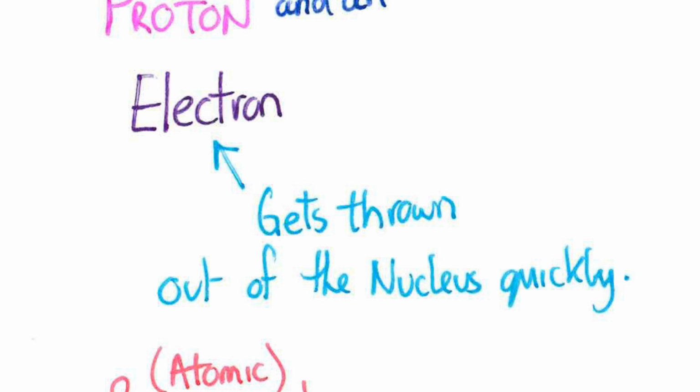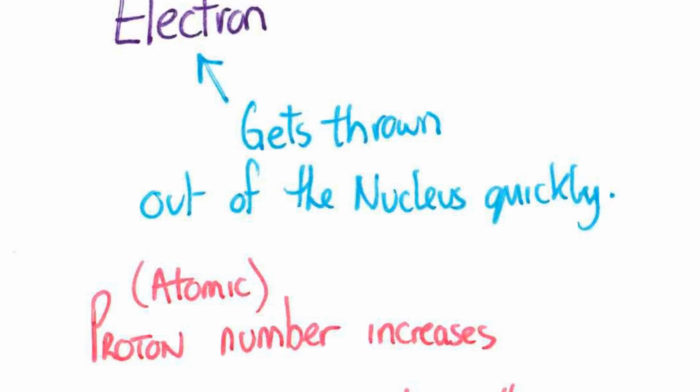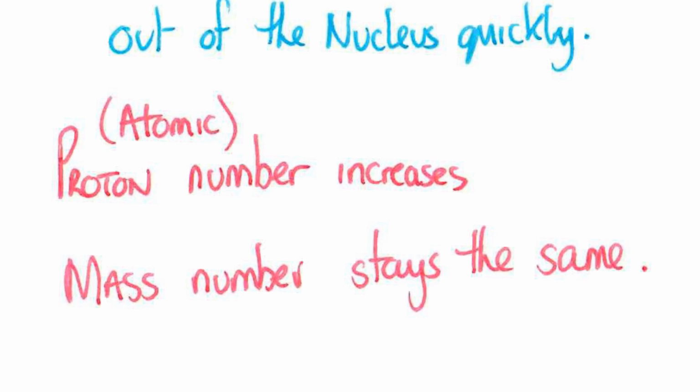It's a fast-moving beta particle. It travels at roughly 90% the speed of light, which is about 150,000 miles per second. Probably a bit more than that, actually. So it's about 160,000 miles per second. So it's a very, very energetic particle. What happens is that because you have increased the number of protons, the proton number goes up, and the mass number stays the same because you've got the same number of protons and neutrons added together.